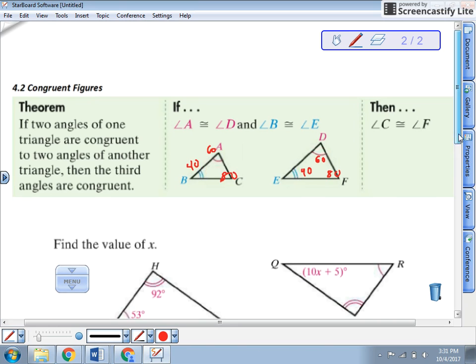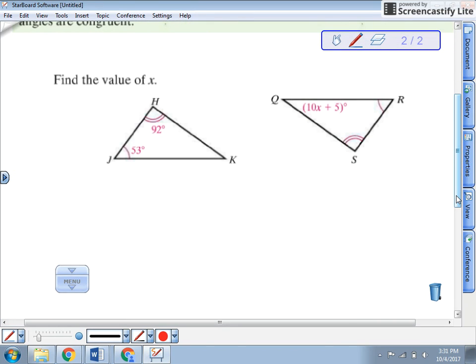Let's take a quick example, and then that'll be it for today. Find the value of x. Notice your tick marks. This is 53, so that means this one over here is 53. The double tick marks is 92, so that means this one is 92. That means in both of these, the third angle has to be 10x plus 5. What do all the angles of a triangle add up to? 180, so that's what we're going to do. We're going to say 53 plus 92 plus 10x plus 5 equals 180.